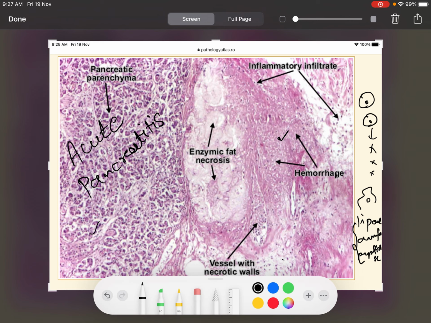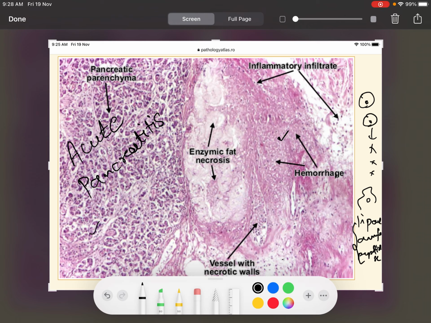Okay, so how the patient will come to the OPD is, he will complain of epigastric pain, which is relieved on bending forwards. Okay, this is a typical symptom of the patient. Then you can do a CT scan to find out the pathology in the pancreas. There you can see the inflammation, there's edema of the pancreas.